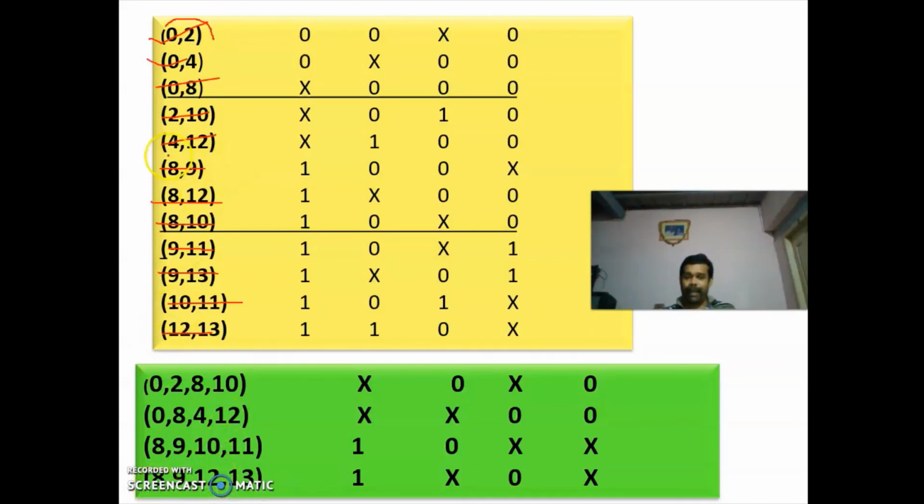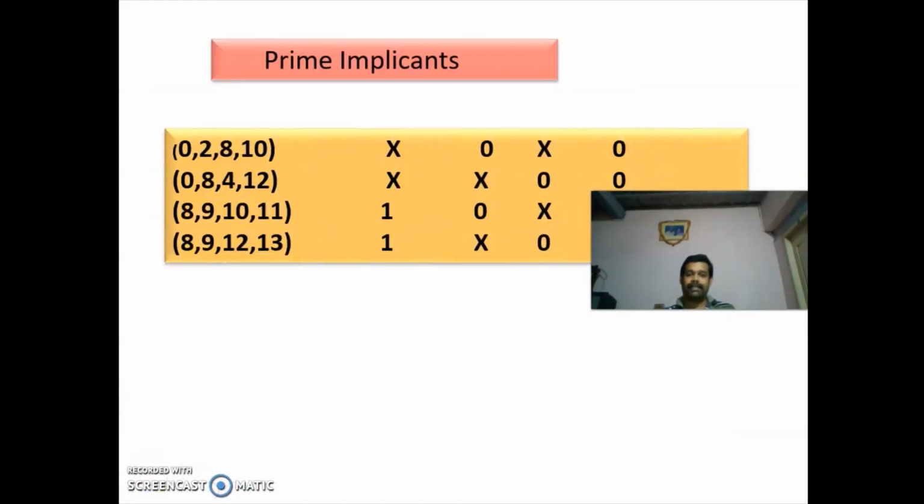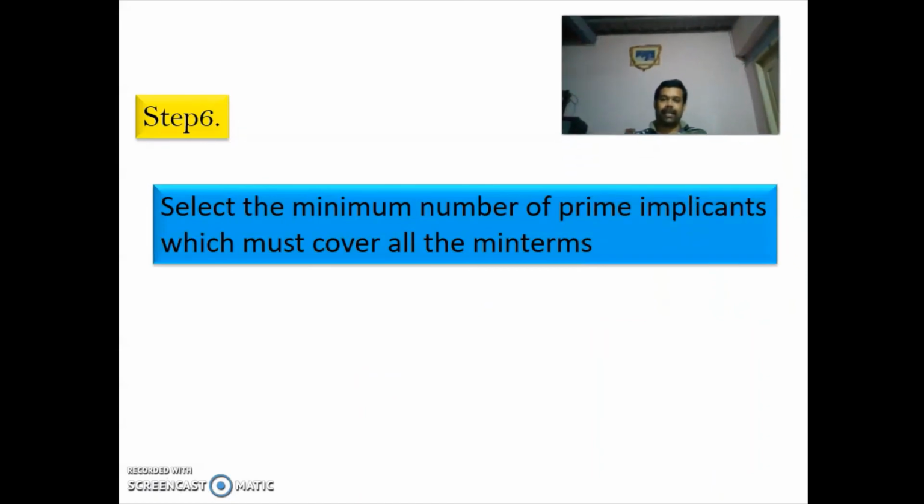So if some prime implicant is missing, so in problems some prime implicant will be present here, but some prime implicant will not be present in these sets. So if some prime implicant is not present in this set, and if it is present here, then you have to consider that prime implicant also. Okay, now next we are writing the prime implicants. These are the prime implicants. From these prime implicants, we have to find the essential minimum number of prime implicants. Okay, from this we have to find the minimum number of prime implicants.